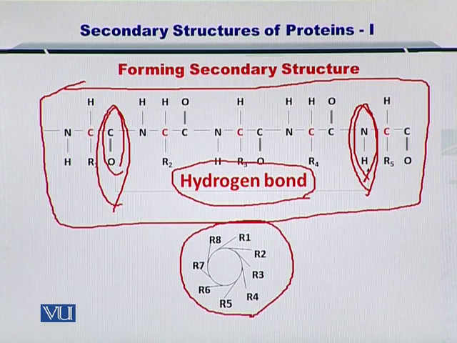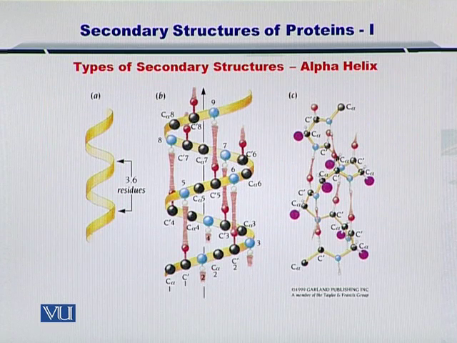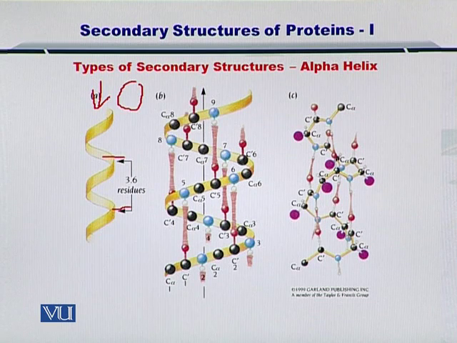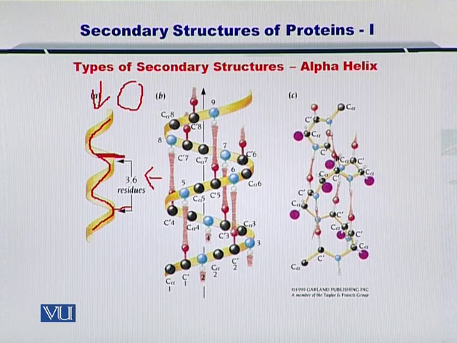If you look at it from the top, it looks like a wheel, and if you look at it sideways, then it looks like a helix. The helix is shown here. So if you look at it from the top, it looks like a circle, but if you look at it sideways, it looks like a helix. So this is formed if every fourth C-terminus is hydrogen bonded with the fourth N-terminus.